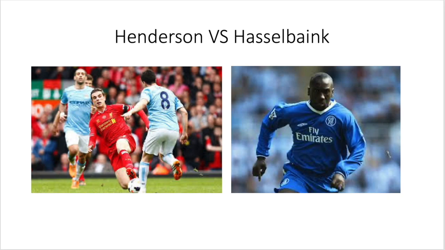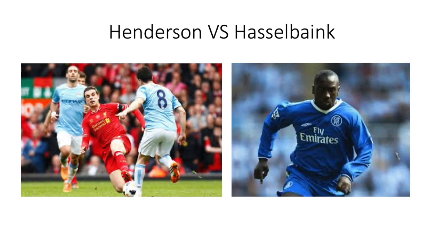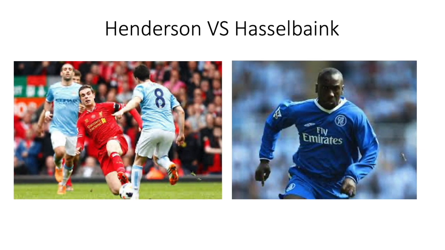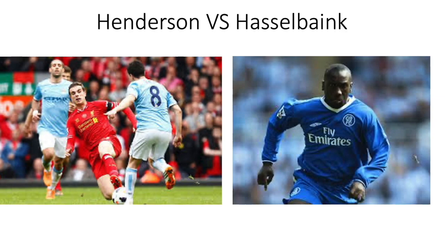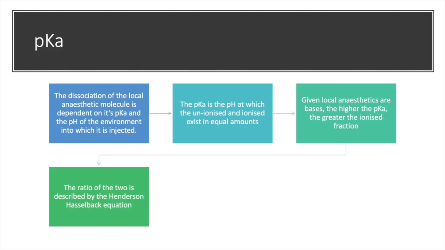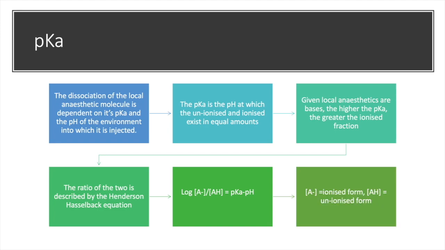So the Premier League restarted this weekend, and the way I remember that equation is think about Jordan Henderson and Jimmy Floyd Hasselbaink having a right old scrap. And as you can see here, that's essentially how you work it out, with the A- in brackets being the ionized form and the AH in brackets being the unionized form. So how can we apply this principle of pKa to agents that we're familiar with?